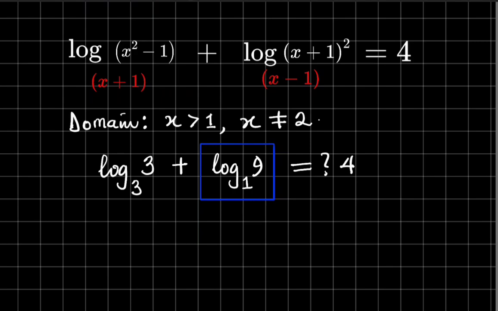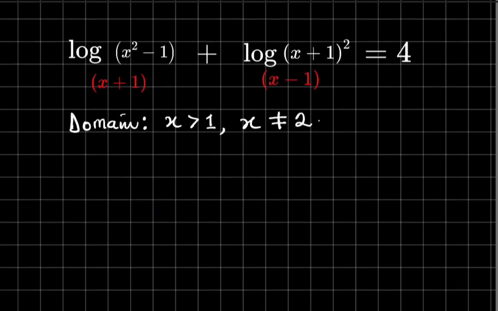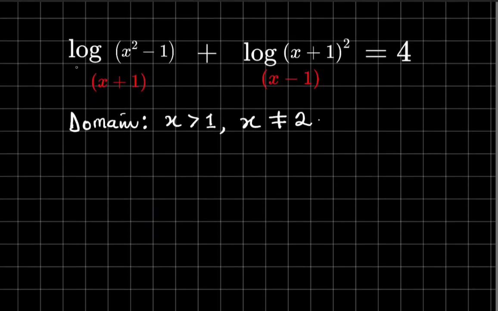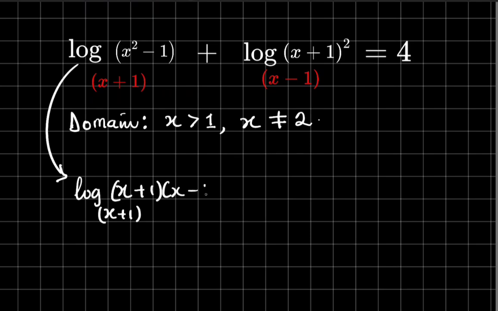Now let's dive into the solution in detail. All right, now let's take a look at this. From this left hand side, we can see that this is a difference of 2 squares. We can split it as log base x plus 1, the difference of 2 squares, x squared minus 1. That will give us x plus 1 multiplied by x minus 1. Okay, we are done with the left hand side.